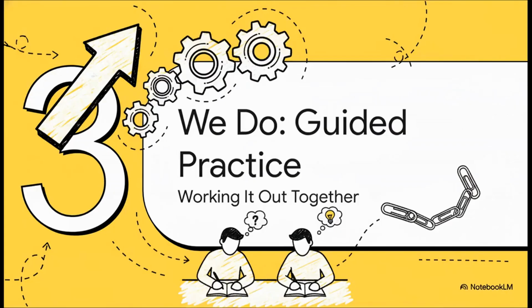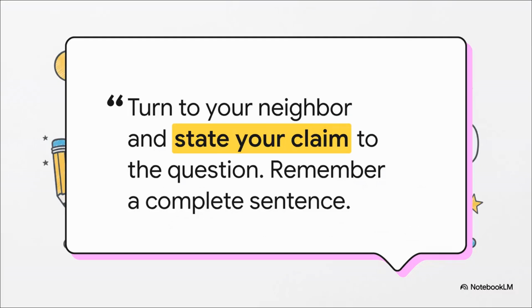Okay, so once you've given them a super clear model, it's time to start releasing some of that responsibility. We're now moving into the we do phase, where our students get to practice these new skills with a little bit of support. A simple turn and talk is the perfect way to start. You're giving them a really low-stakes chance to practice that very first skill you modeled, stating a clear claim. And the best part is, with partner talk, every single kid in the room is actively engaged.